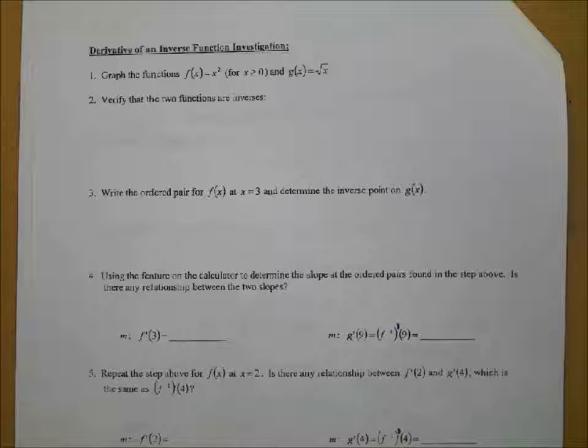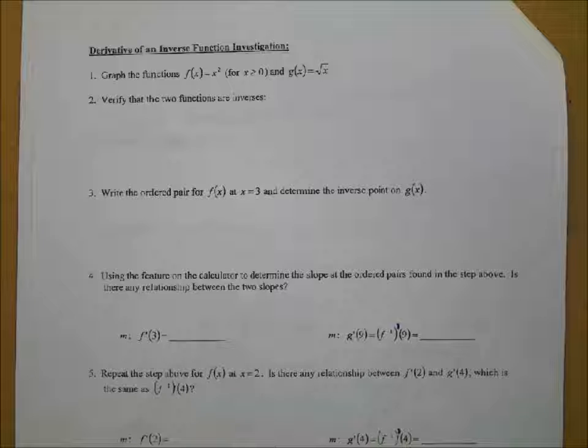I don't want to get confused about what to do. I think I understand what to do for this one. F prime of 3. So what does that mean? So I'm just going to take the slope. So yeah, derivative of f at 3. Right. This one kind of threw me off.